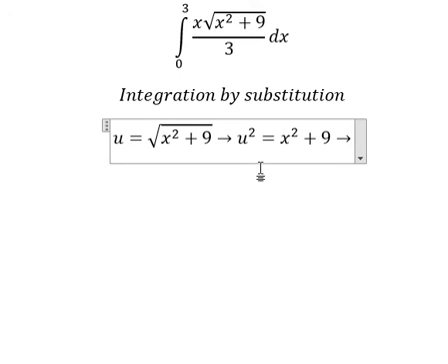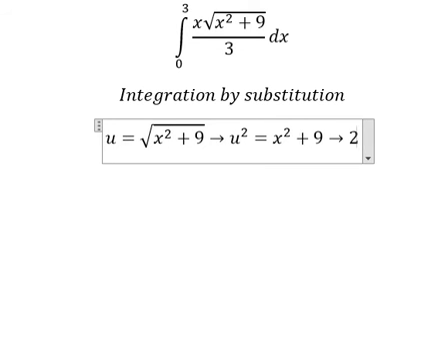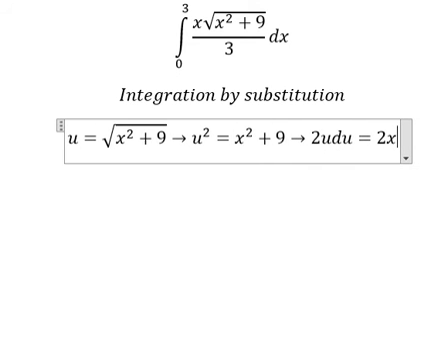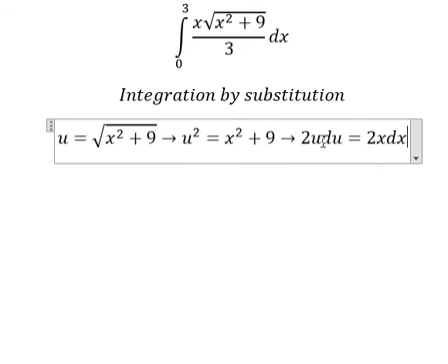Next, we need to take the first derivative of both sides. The first derivative of u squared is 2u du. The first derivative of x squared is 2x dx. Later, we divide both sides by 2.